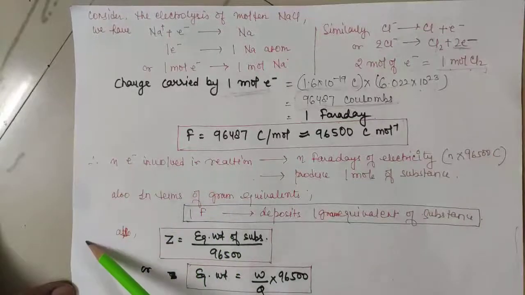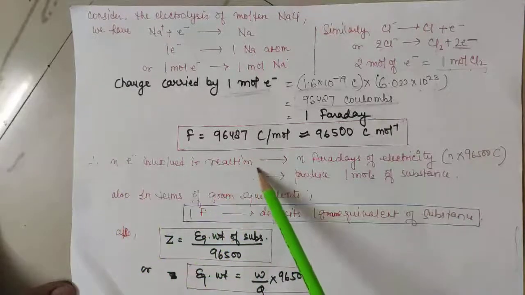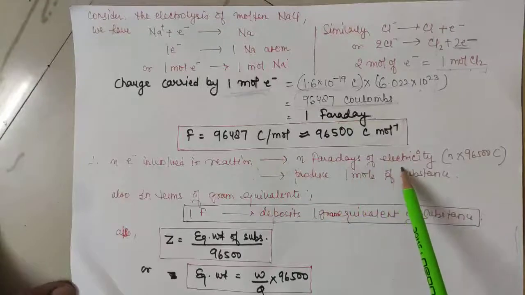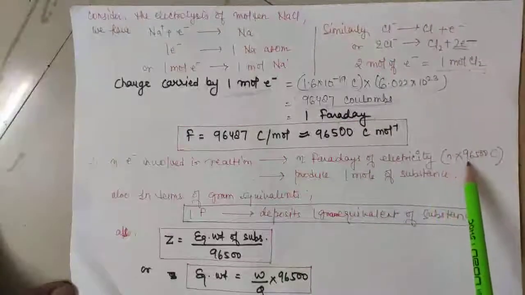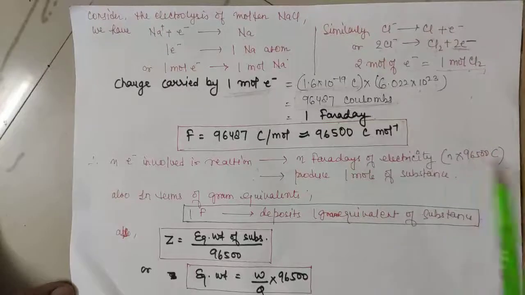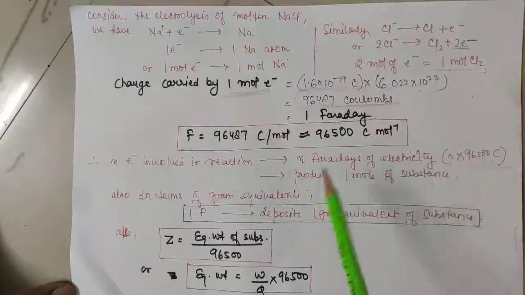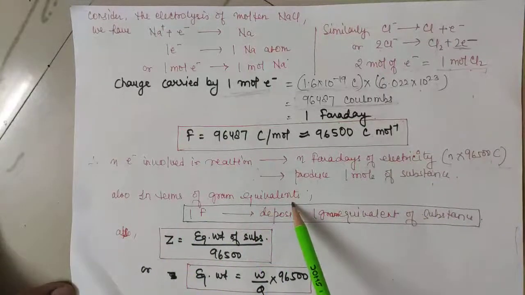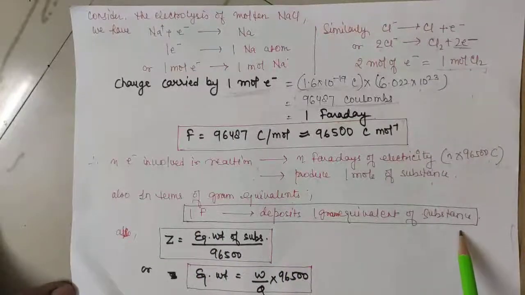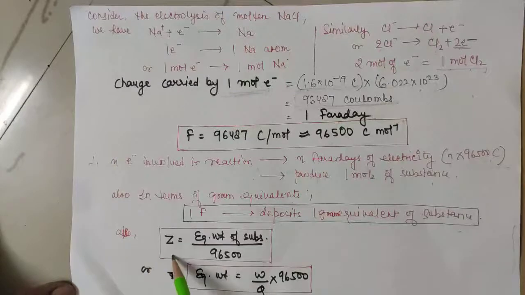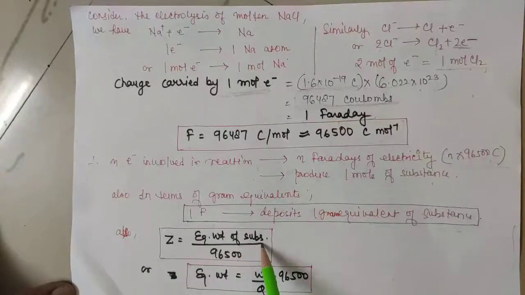Therefore, the number of electrons involved in the reaction will be equal to the number of Faradays of electricity. That will be equal to n into 96500 coulomb charge, and it will produce 1 mole of substance. Understood? Now in terms of gram equivalent, 1 Faraday will deposit 1 gram equivalent of substance. Also, the value of Z will be equal to equivalent weight of the substance upon 96500, or equivalent weight is equal to Z into 96500.